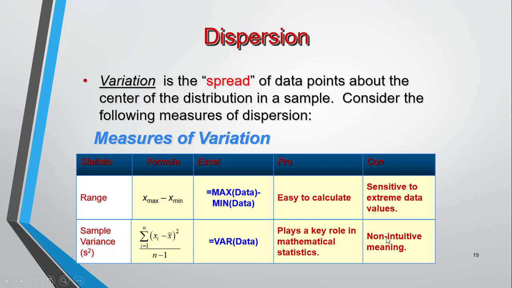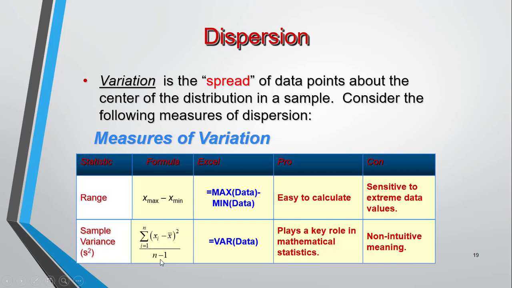The next measure of variation is called the sample variance. We'll use S squared for that. In Excel, you use equal VAR of the data range. And this is the definition. How is it calculated? First, you need to calculate the mean of the data range. And then you take each individual observation minus the mean, then squared, and then summed. Add together all of them from the first one to the last one, and divide by n minus 1.